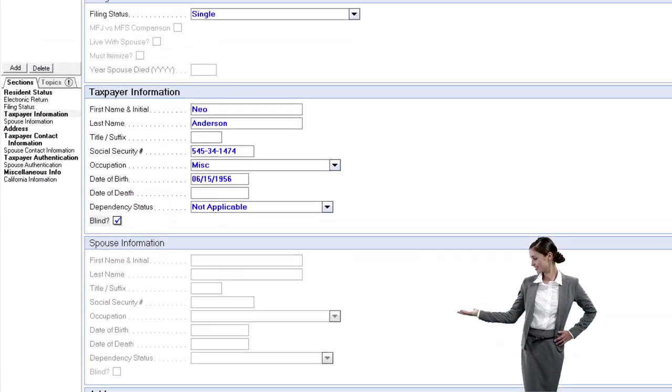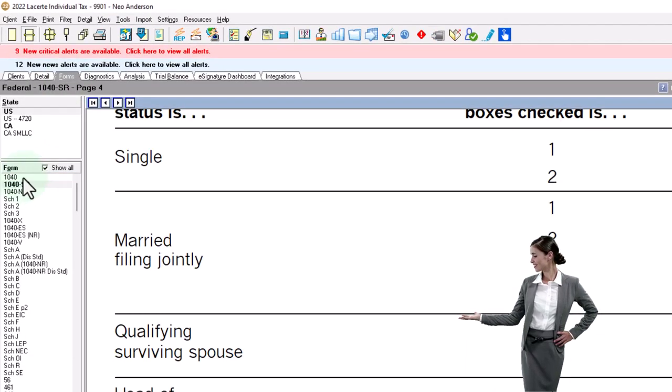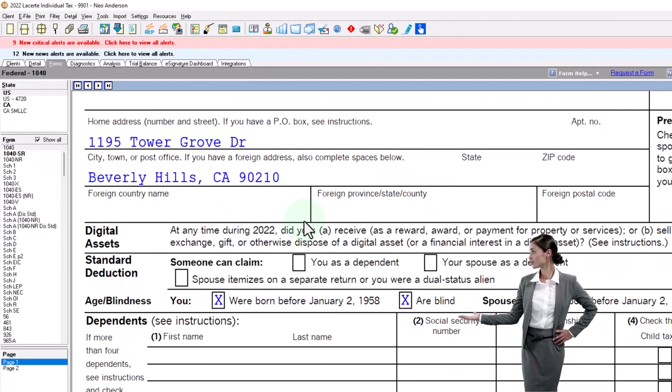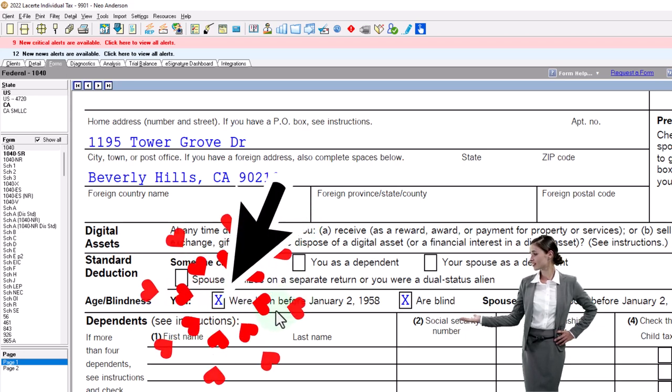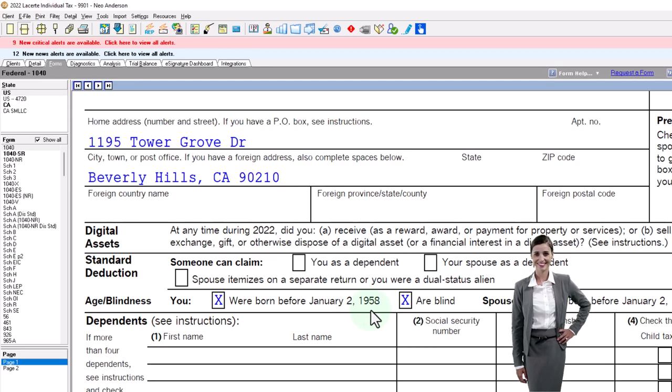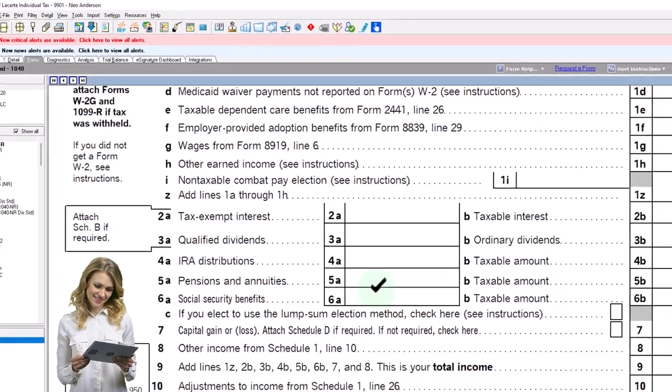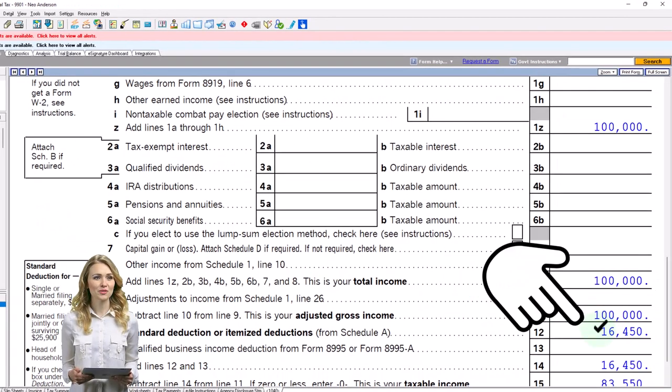So now I'm gonna go, okay, forms. I like to start at the 1040 because it's easier for me to see, I'm more used to it. And so I can say, okay, now two boxes are checked. You were born before January 2nd, 1958 and are blind. So now the deduction is going up to 16,450.